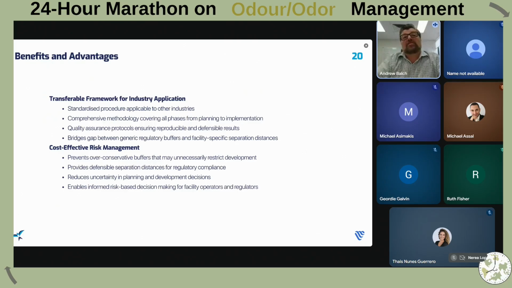This standardised transferable framework bridges the gap between generic regulatory buffers and facility-specific separation distances, enabling cost-effective risk management that prevents over-conservative restrictions while providing defensible compliance distances with comprehensive quality assurance protocols, ensuring reproducible results across industries.